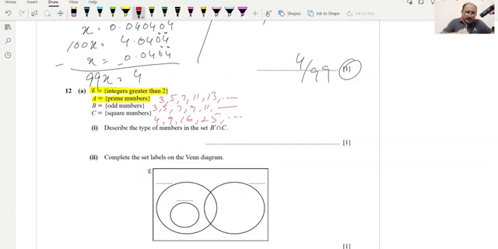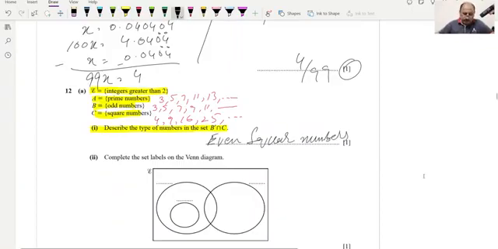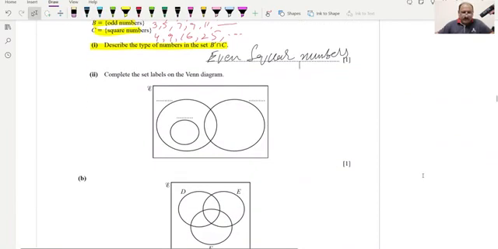These are square numbers. Then they are saying, describe the type of numbers in the set B complement intersection C. B complement means it should not be in B and common with C. So those will be even numbers and not odd. It means square numbers. So even square numbers will be this one. Then complete the set labels on the Venn diagram. So we have to complete this one.